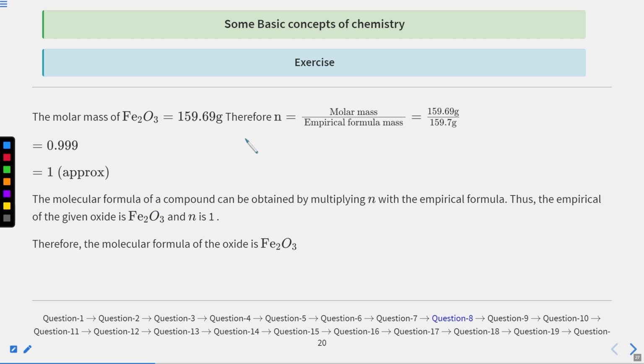Now the molar mass is already given for the molecular formula, that is 159.69, divided by 159.7. That would be approximately 1. So the molecular formula will be the same as the empirical formula, that is Fe2O3.